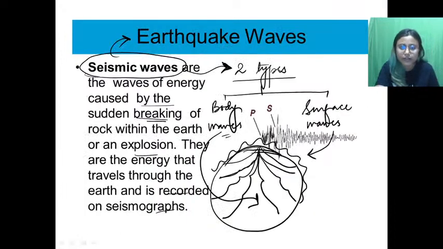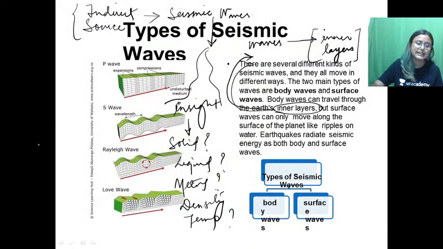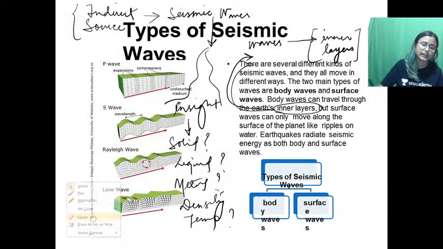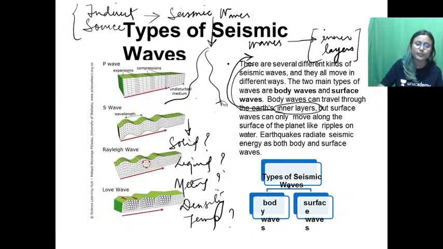Okay, moving on and continuing the topic, as I was saying, why are these waves important? Because these waves help us in understanding a lot of untold mysteries. They solve those mysteries for us, and we don't even have to go inside the earth, right?